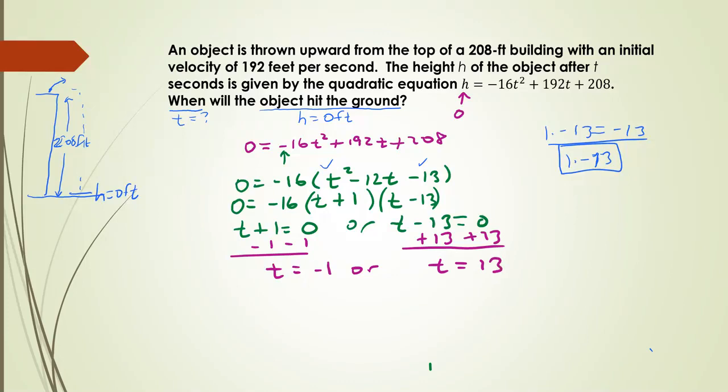Now, remember that t represents time, so that when they say what time, I don't think negative 1 seconds makes sense, but 13 seconds does make sense to me. So I'm going to use the 13 to answer. Sometimes we get more than one solution that doesn't answer the question. Maybe part of it will, and so in this case, that's what's happening. So my answer to this is, when will the object hit the ground? The object will hit the ground in 13 seconds.